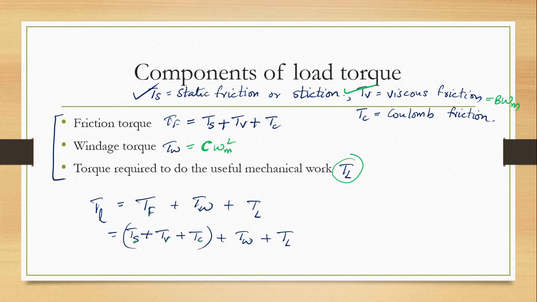Then you have the windage torque. The windage torque is generated due to the opposition of the wind when the drive starts moving. It is proportional to the square of the speed. And then finally you have the load required to do the useful mechanical work. So these are the components of the load torque.